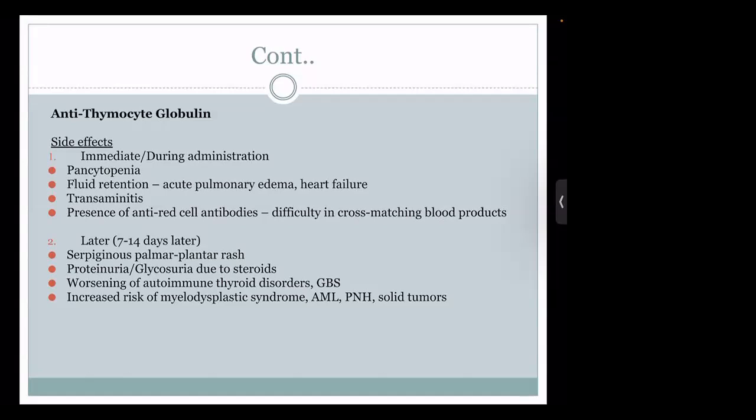The later side effects will be rashes, proteinuria, and glycosuria, because the ATG regimen itself contains steroid as well. Worsening of autoimmune thyroid disorder, GBS, and also ATG itself is a chemotherapy drug, so it increases the risk of other blood malignancies like myelodysplastic syndrome, acute myeloid leukemia, and solid tumors.